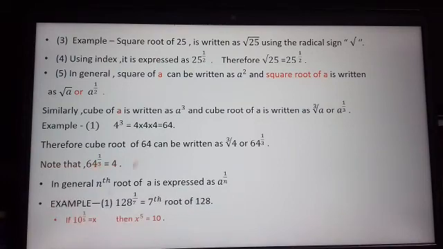So, in general form, the nth root of a is expressed as a to the power 1 upon n. For example, if the base is 128 and the index is 1 upon 7, 128 to the power 1 by 7 will be written as the 7th root of 128. The denominator is 7, which means the 7th root of the given number 128. For example, if 10 to the power 1 upon 5 is given as x, what will be the value of x to the power 5? It is 10. x to the power 5 will be 10.